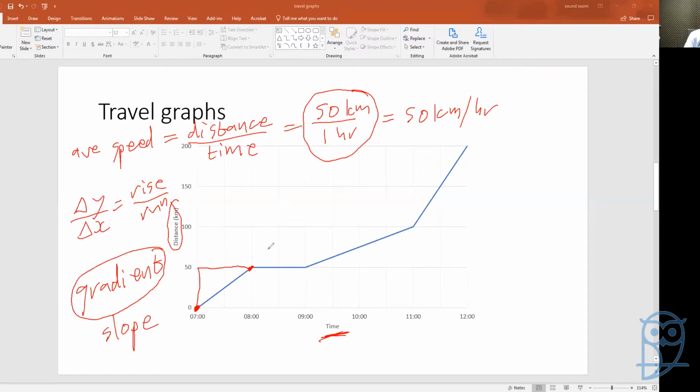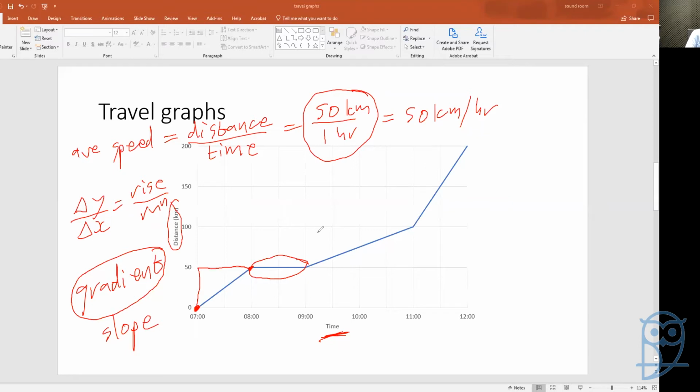Then they decide that they are going to have breakfast. When did the family decide they're going to have breakfast? Well, breakfast would have to be over here because they are not going any further from home. So your distance is remaining the same because it's flat, therefore they're probably having breakfast. Then they get back on the road and they travel for another 2 hours, and then they hit a motorway and suddenly they speed up.